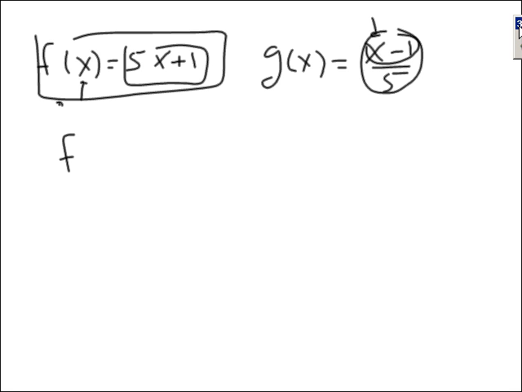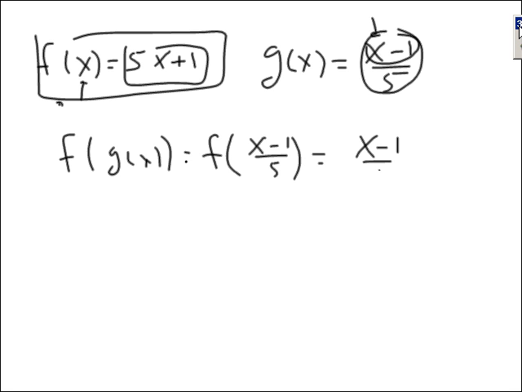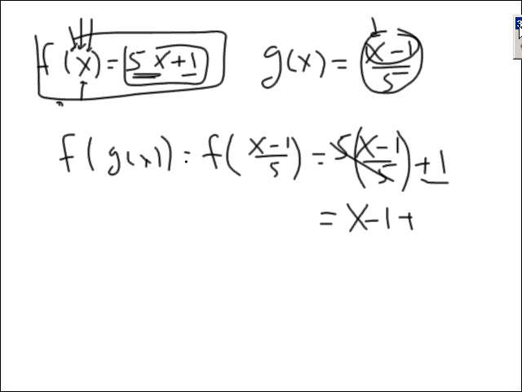Okay, let us calculate f of g of x. g of x is x minus 1 over 5. So what does f do to x minus 1 over 5? What does f do to anything that's in the bracket, like x? It multiplies it by 5 and then adds 1. Okay, I'm going to take what's in the bracket, multiply it by 5 and add 1. Well, the 5's cancel and you get x minus 1 plus 1. Oh my, you get x back. You get back what you started with.